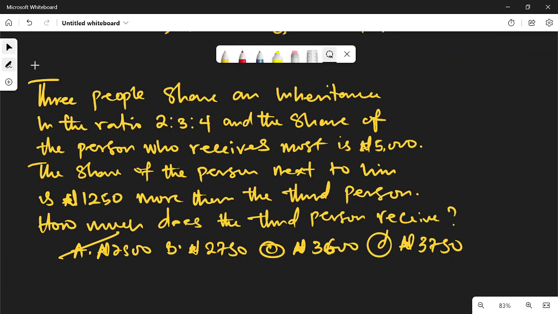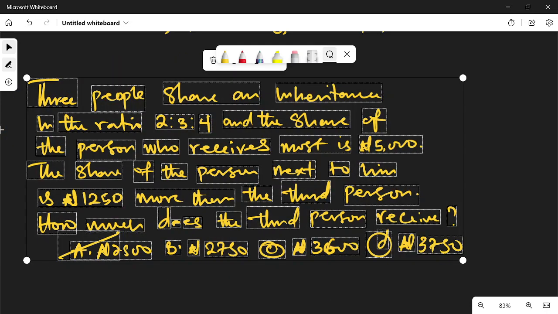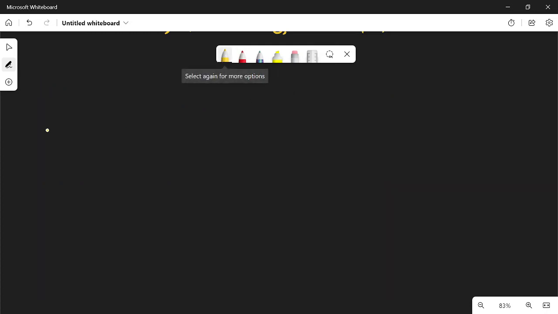Okay, so let's solve it for the case of those that will be watching the replay, so that they can understand how we go about it. The question is that 3 people share an inheritance in the ratio 2:3:4, and the share of the person who received most is 5,000 naira. So let's go back to the sharing ratio, which is 2:3:4.